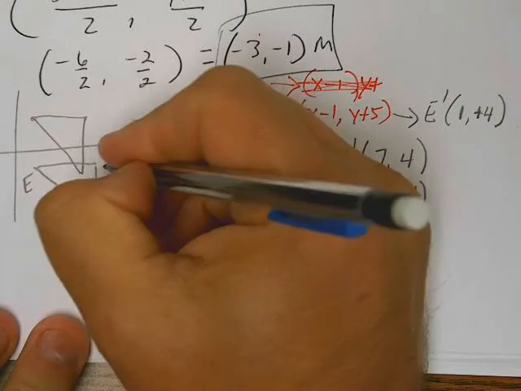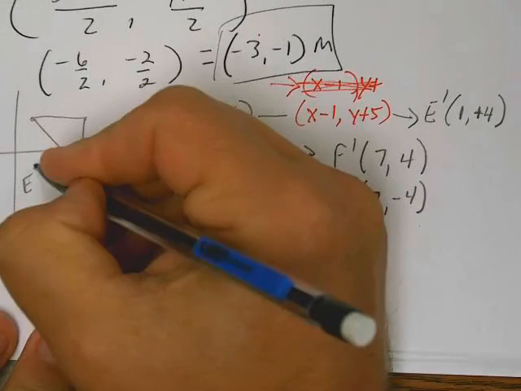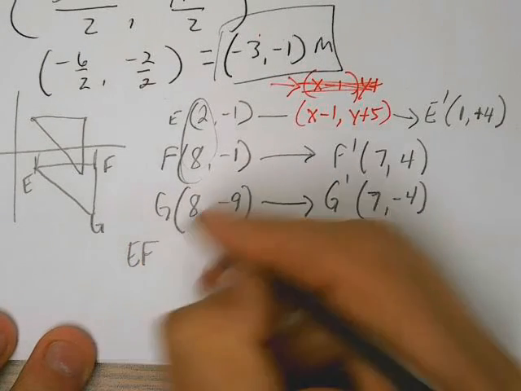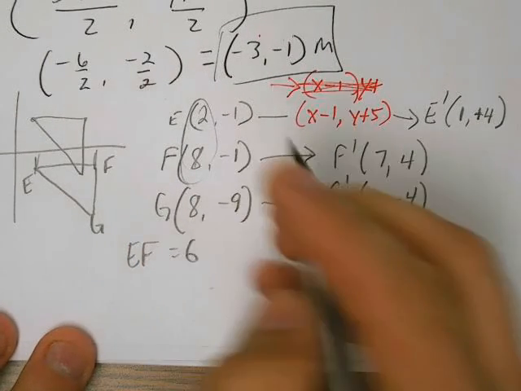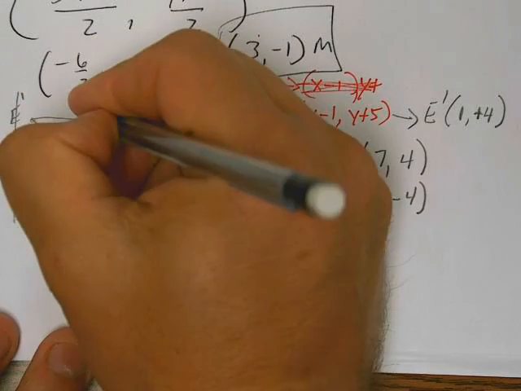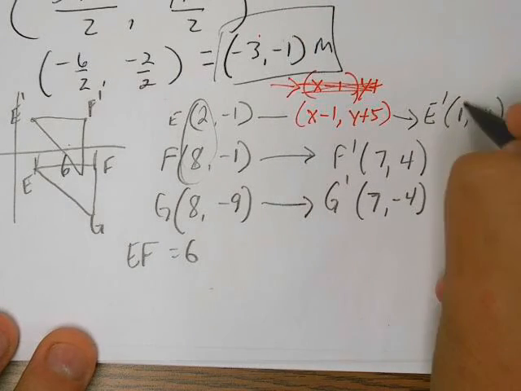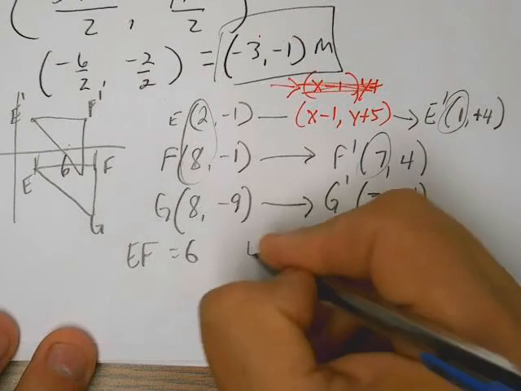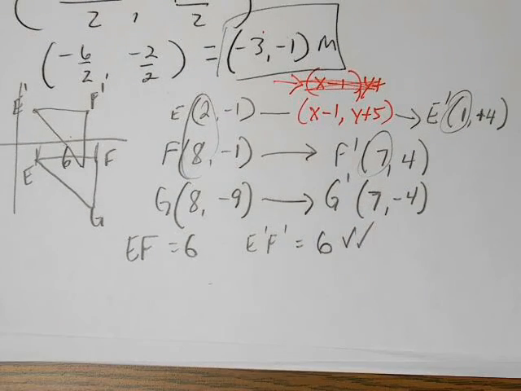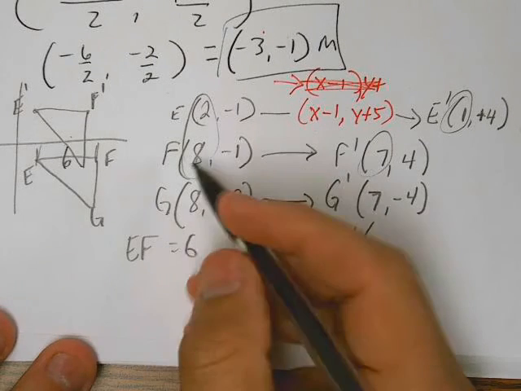So if this is E, this is F, this is G, let's find the distance from E to F. Between 8 and 2, the length of EF is 6. Now let's make sure that's the distance between E prime and F prime. E prime is at 1 and F prime at 7. Isn't that also 6? Check it. Am I going too fast, Ashton? Caden, good? All right.